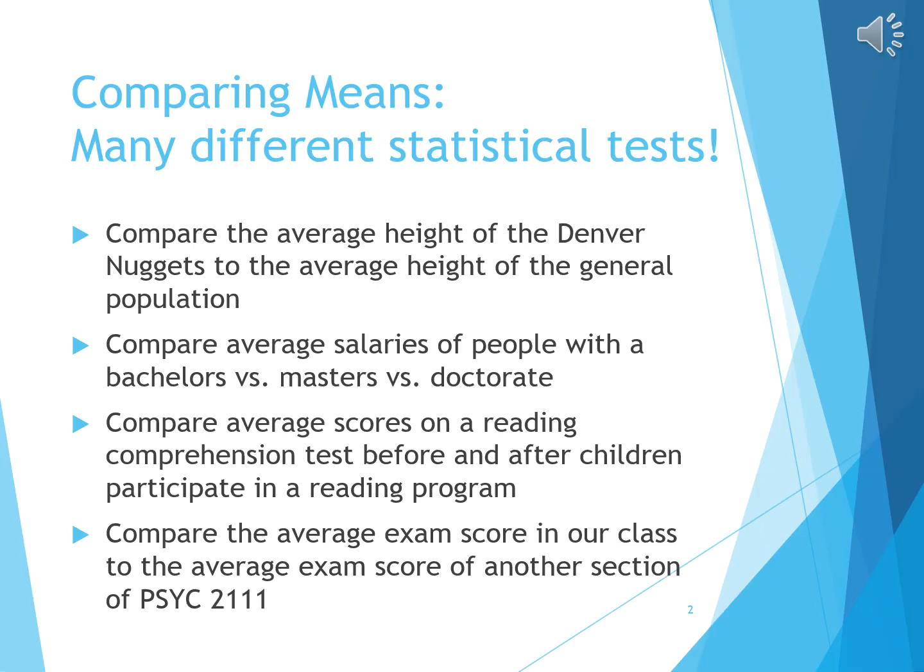Let's dive in. So oftentimes what we like to do in statistics is to compare different groups in terms of their means, their average on some variable or variables of interest. So for instance, what if we wanted to compare the average height of Denver Nuggets players to just the average height of the general population and see if those things are very different or very similar?